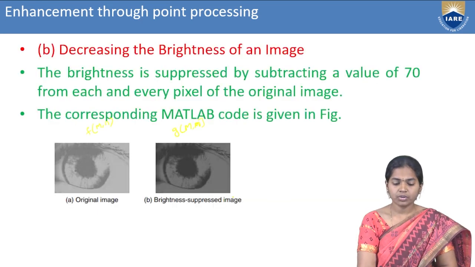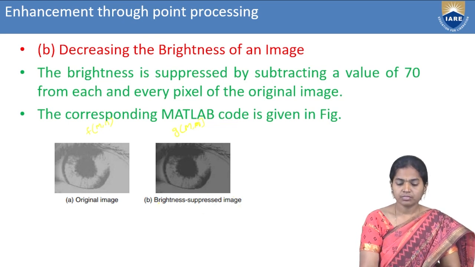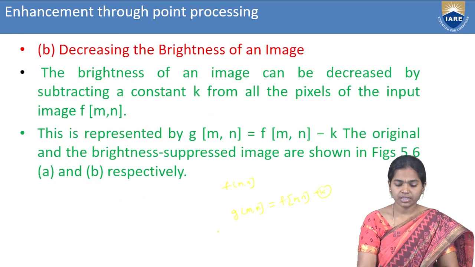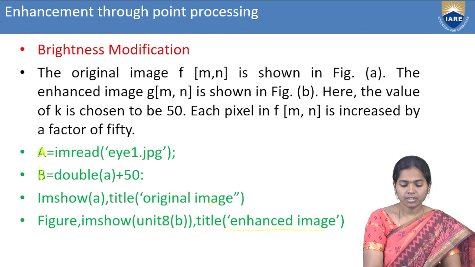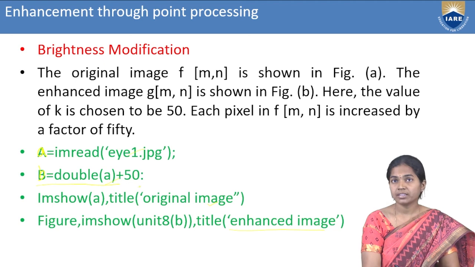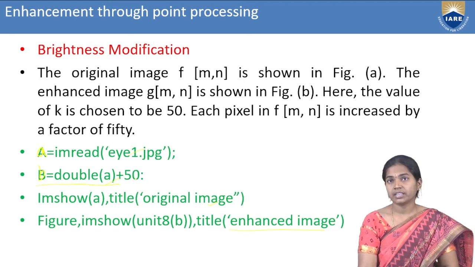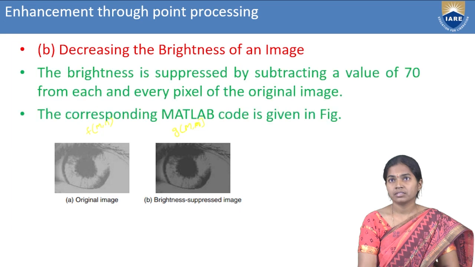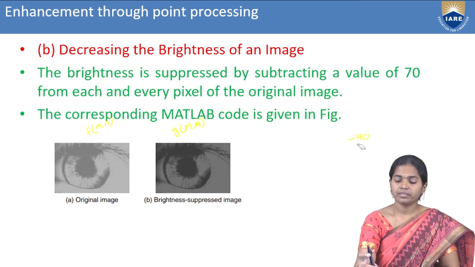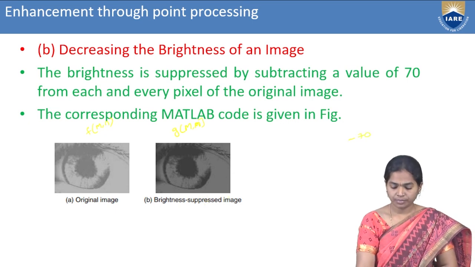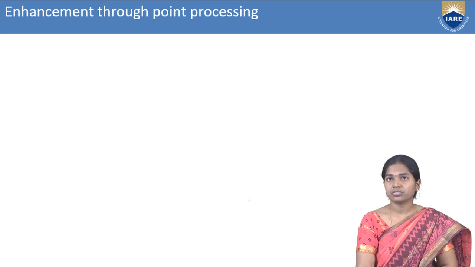What is the code for this? The code is the same, except we represent the image with A, next B, and for subtraction we use minus 70. In the same program, A double minus 70 means we subtract 70. That is for decreasing the brightness of the image.